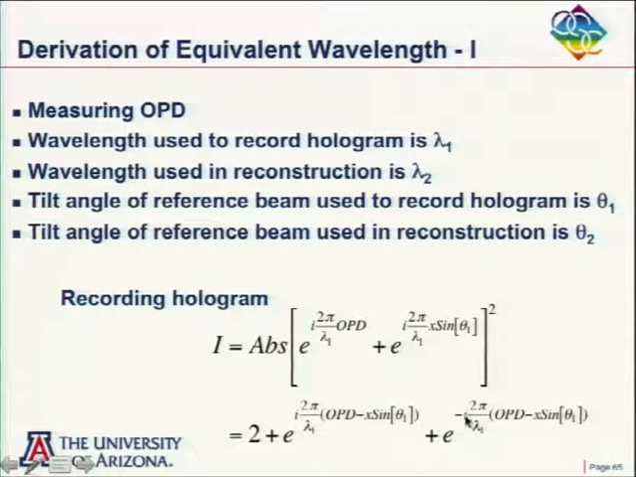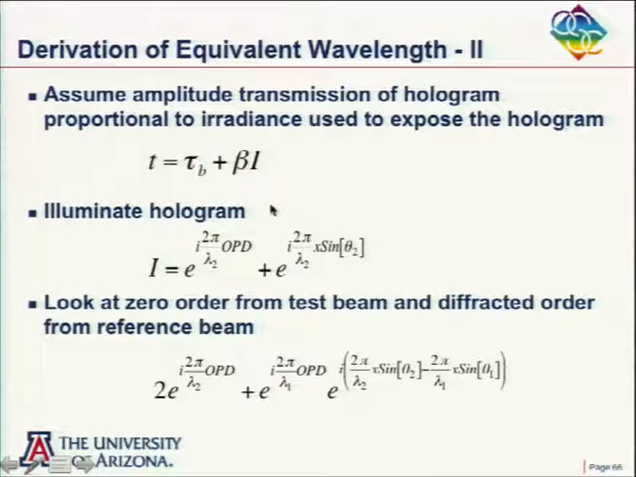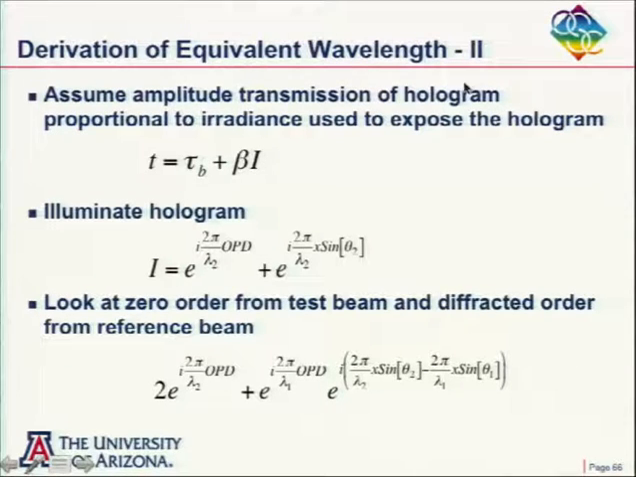And over here we have the complex conjugate of that. So same thing except a minus sign before the i here. So that's used in making the hologram. And then the assumption that we always make here is that the amplitude transmission of the hologram is proportional to the irradiance used to expose a hologram. Always make that assumption. What if that's not the case?